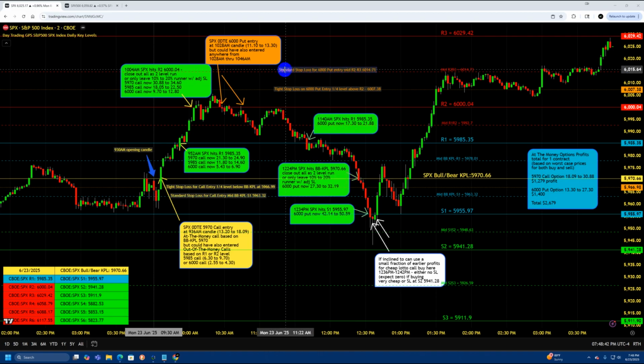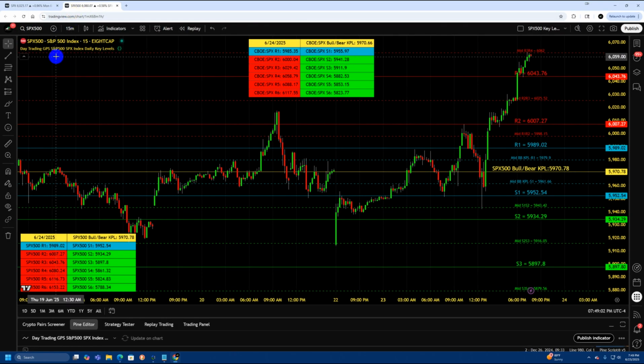Okay, so to start off with, this of course is the main CBOE SPX index. Our Day Trading GPS daily key levels indicator for SPX works on two different symbols. The symbol we have it on now, which is the main SPX CBOE index, and also the SPX 500, which is this chart, which is the CFD.